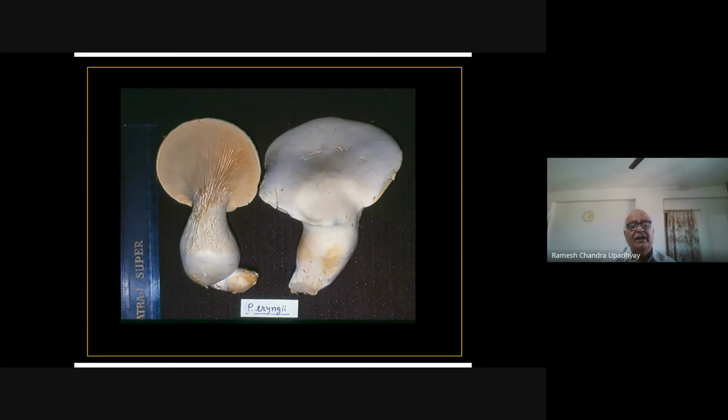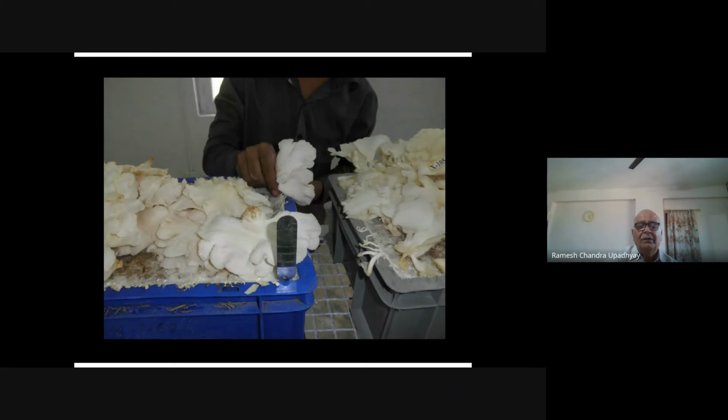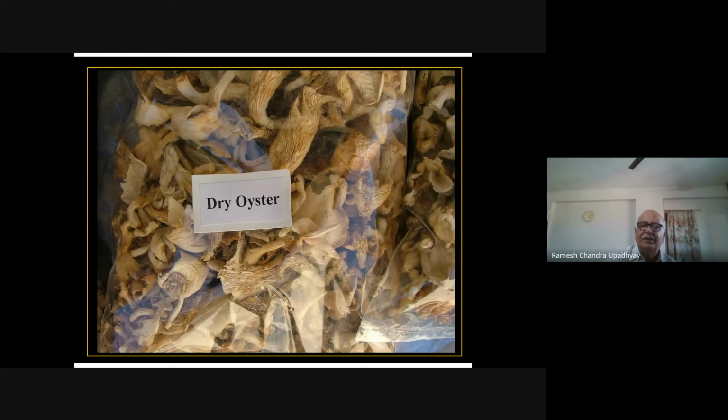Yeah, how to pluck the mushroom. You can see this is just harvesting of this mushroom. This mushroom can be dried. And dried oyster mushroom, you can see in a polypropylene bag. Whenever you want, you can make powder from this. Or whenever you want to use this mushroom, you just soak it in hot water for half an hour, 1 hour, and you can prepare different types of vegetables or pakoda or all these different recipes. Now, I will take just 5 minutes only.